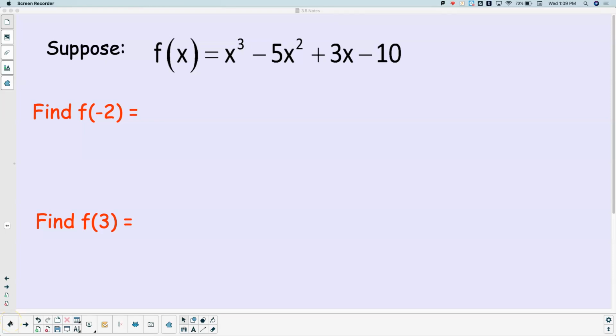Anybody want to go out on a limb and tell me what they got for f of negative 2? Take a chance. Columbus did. I got negative 44. You got negative 44. Anybody else get negative 44? Why don't you guys take a chance? Because I got negative 44.